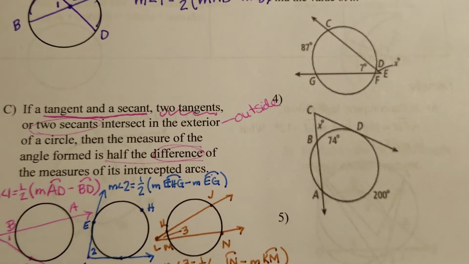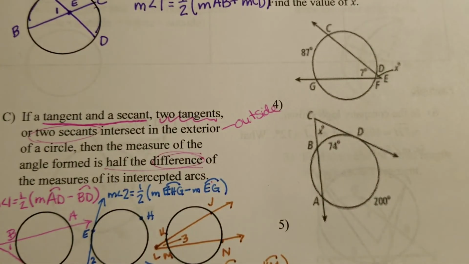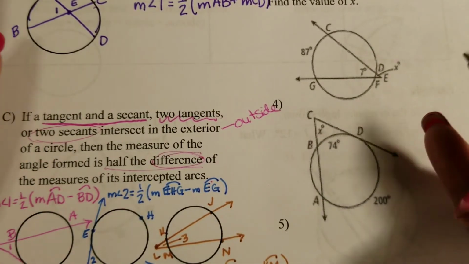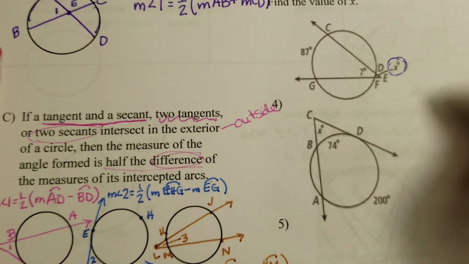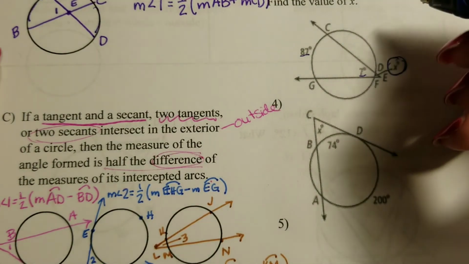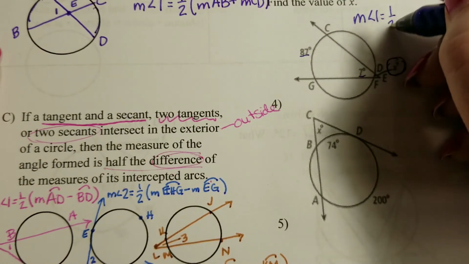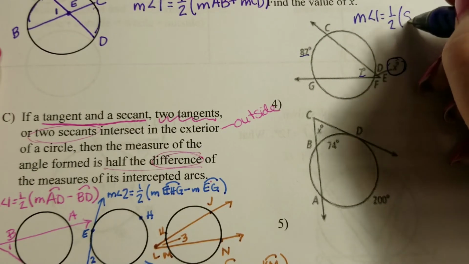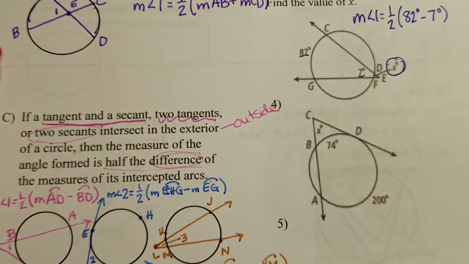Let's take a look at some examples then. We're going to find the value of x on these. So this very first one, I want to know that angle right there. It's going to be our x. So we have 87 and 7 as the intercepted arcs. So we're going to say the measure of angle 1 is 1/2 of 82 degrees minus 7 degrees. Now 82 minus 7 is 75.